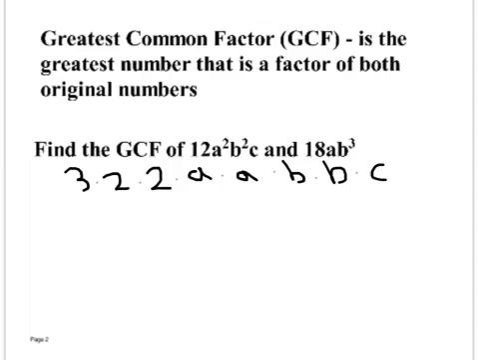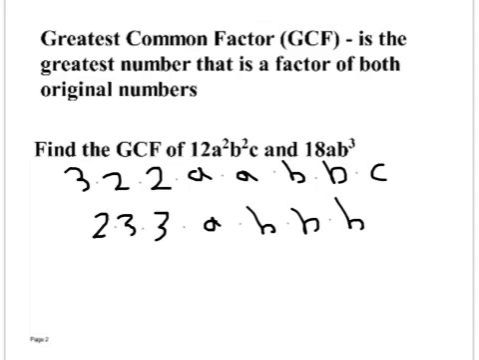Let's factor 18ab cubed. Factors of 18: 2 times 3 would be 6, and 6 times what gives me 18? 3. So 2 times 3 times 3. That's it for 18. Then a, and b times b times b.